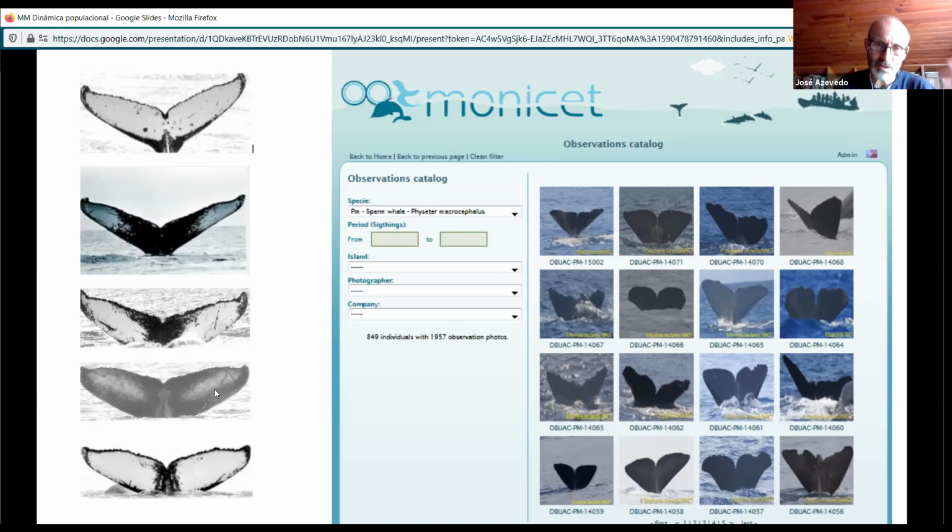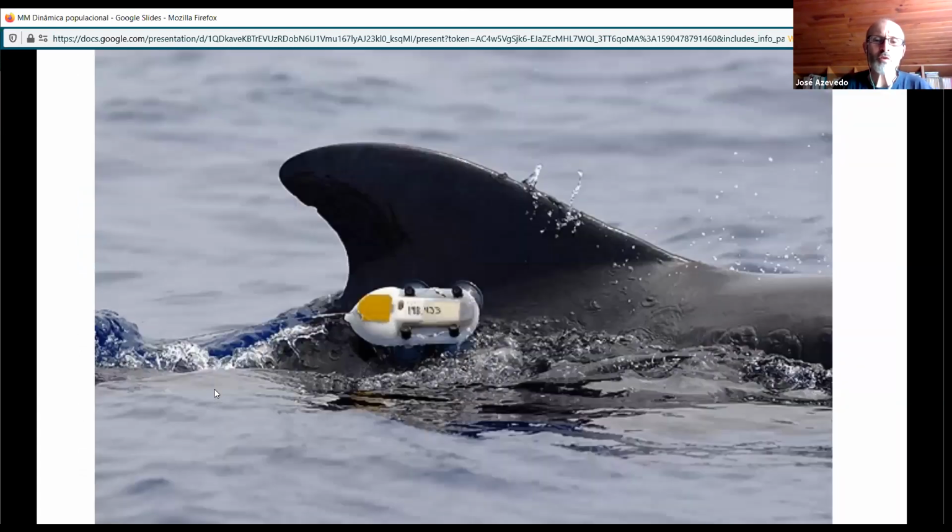And so that's one piece of information. Of course, you can have more sophisticated pieces of information. And now we have tags, satellite tags, that you can attach to animals, and they can then be used to follow the animals for a day, for months, and you have an idea of their movements, and you can collect all sorts of information.